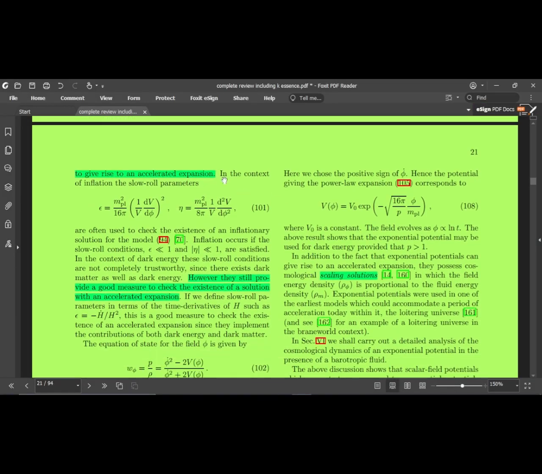Now, to give an accelerating solution in the context of inflation and slow roll, we define the epsilon parameter. Epsilon is normalized with the Planck mass, which is 1 over 8 pi G, and 16 pi, and 1 over V times dV over d phi. dV over d phi tells you how the potential is changing with the field, and with the square we define epsilon. We will talk about inflation in great detail after the completion of this whole review, and then you will understand everything.